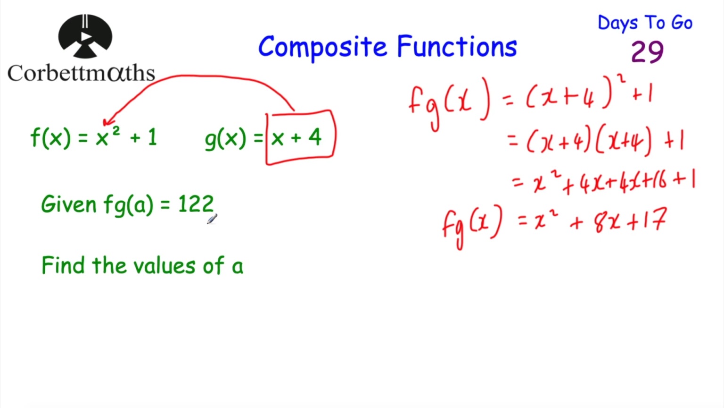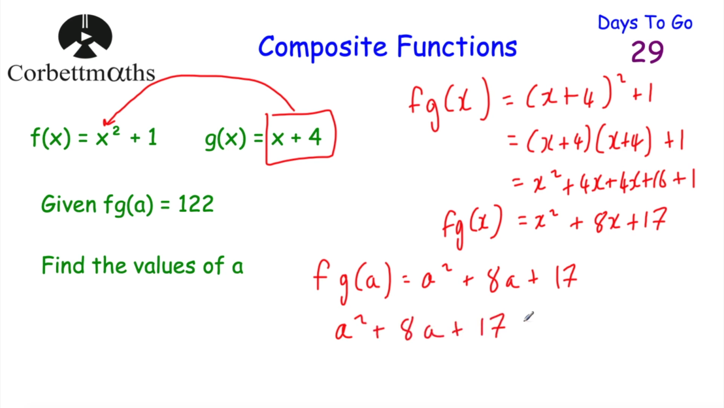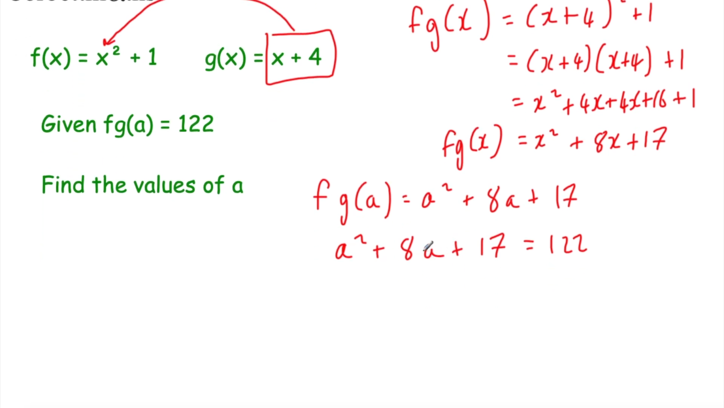Then we're told that fg(a) is equal to 122. In other words, there are particular values of a that, when you apply the composite function, give answers of 122. And this says values, so there's going to be more than one of them. So let's substitute in a: fg(a) would be a squared plus 8a plus 17, and we're told this is equal to 122. Now we just need to solve this quadratic and hopefully we'll find our values.